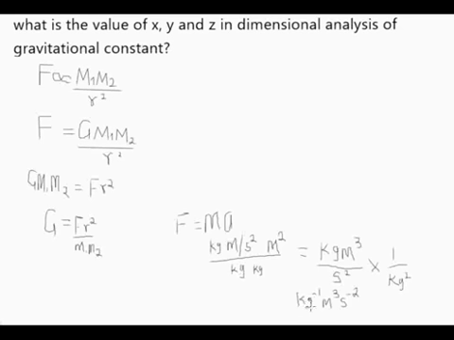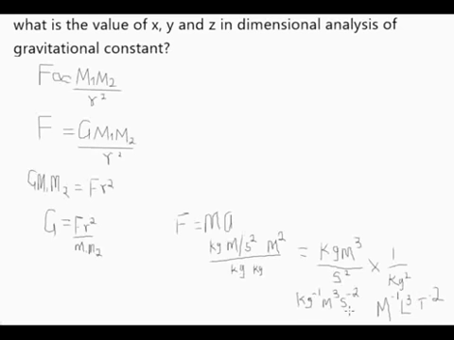Kg is the SI unit of mass, so you write M boldly, and the power is raised to minus 1. Meter is the SI unit of length, so you write L raised to power 3. Then second is the SI unit of time. You're going to write time, which is T raised to power minus 2.